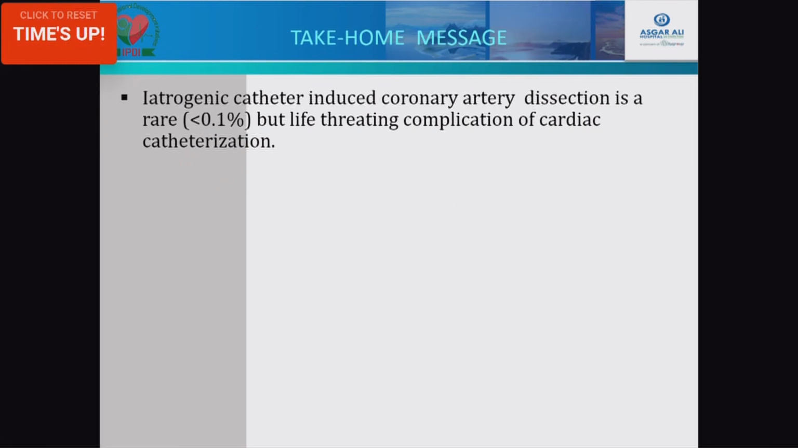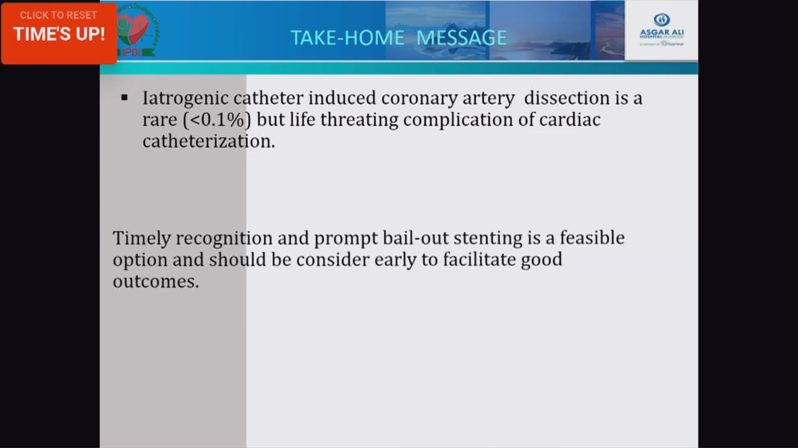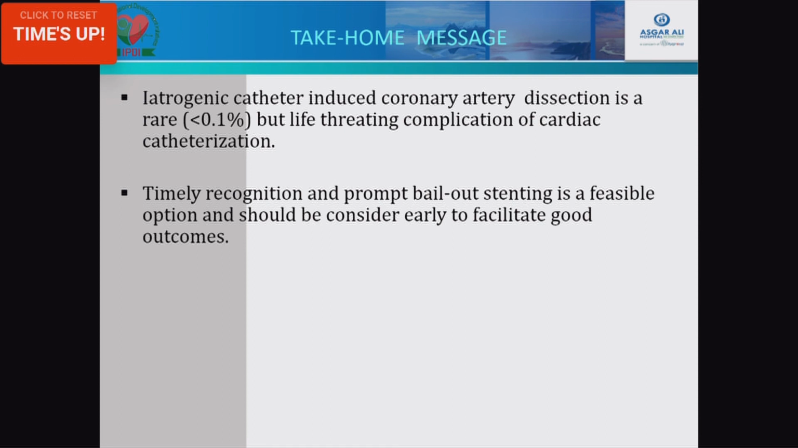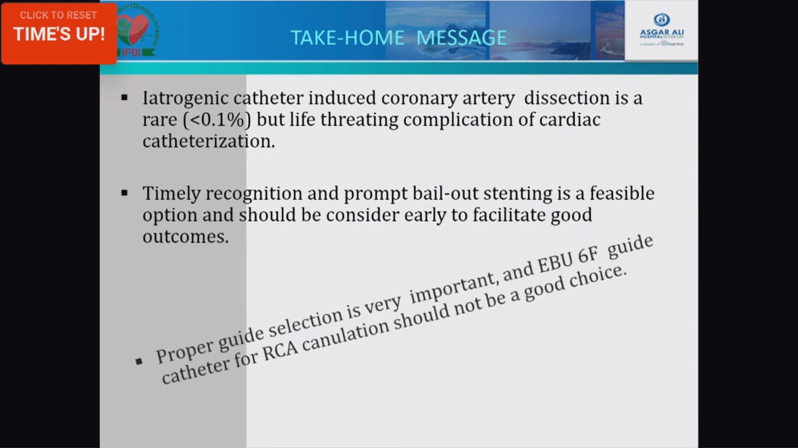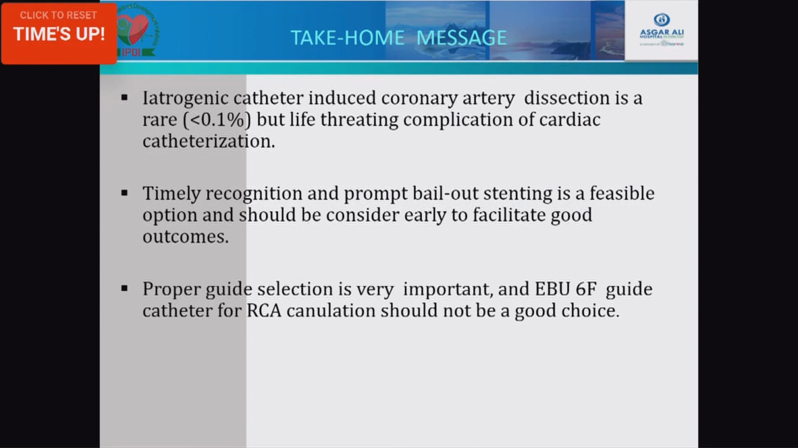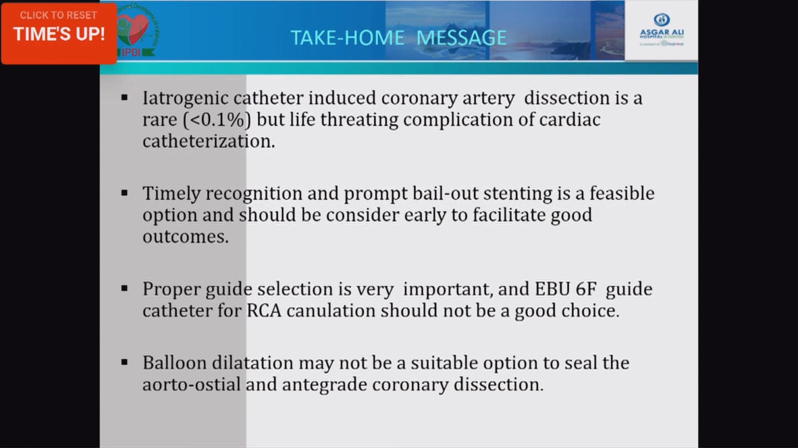Iatrogenic catheter-induced coronary artery dissection is rare, less than 0.1%, but a life-threatening complication of cardiac catheterization. Timely recognition and prompt bailout stenting is a feasible option and should be considered early to facilitate good outcome. Proper guide catheter selection is very important, and an EBU 6 French guide catheter for RCA cannulation should not be a good choice. Balloon dilatation may not be a suitable option to seal the aorto-ostial as well as antegrade coronary dissection.